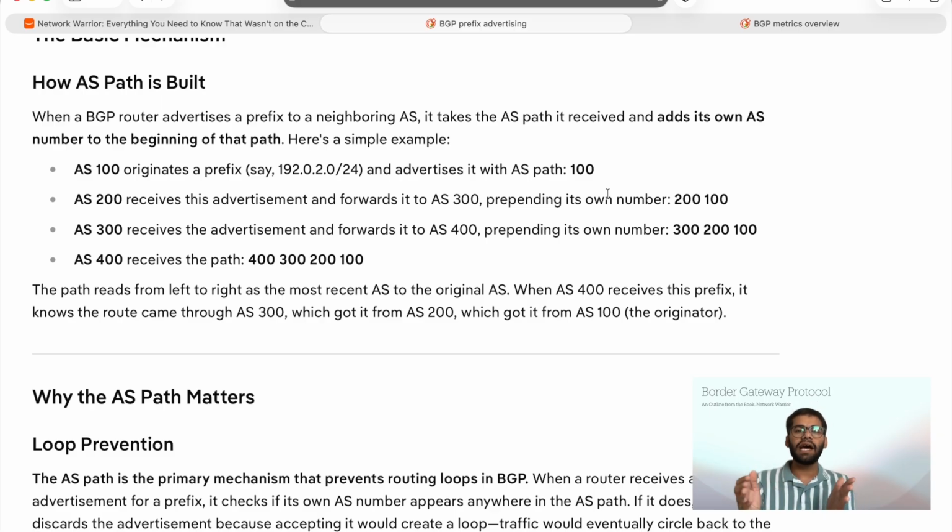Okay, so this is how the prefix is built, and the shorter the prefix is, meaning the fewer values are appended to it, the more it will be preferred because it will be a shorter path.